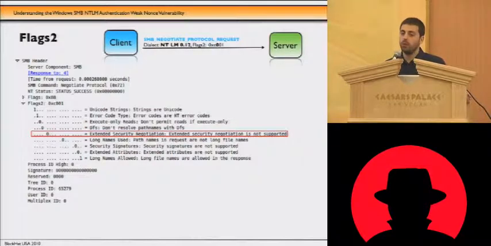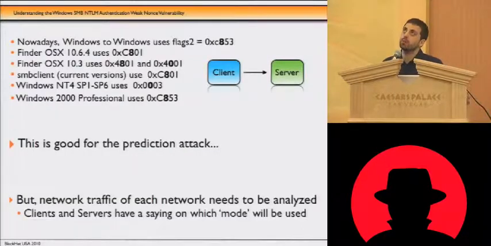Which mode is going to be used between two Windows machines is determined by a bit in a field called flags2 in the SMB header of the SMB negotiate protocol request packet. That is the first packet sent from the client to the server when the client wants to authenticate against the server. For some time now, I think starting with Windows 2000, Windows machines use the NTLM SSP mode between them.